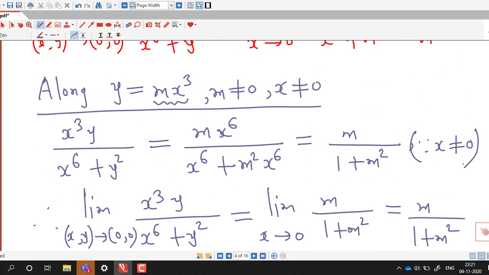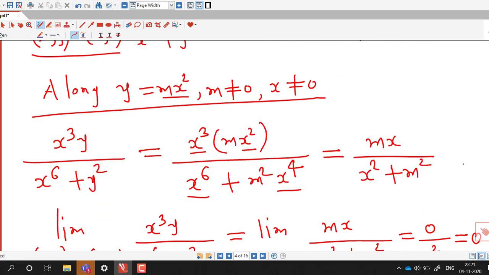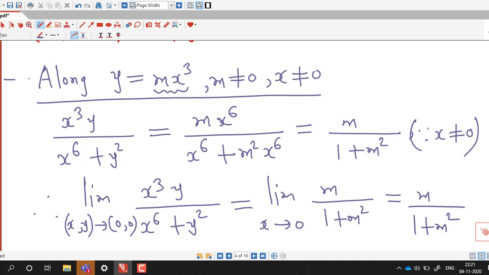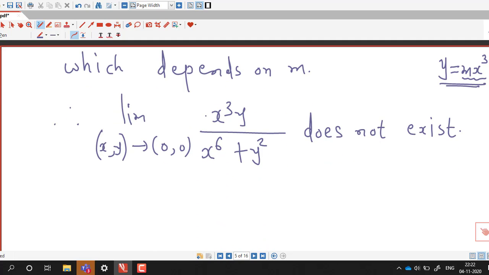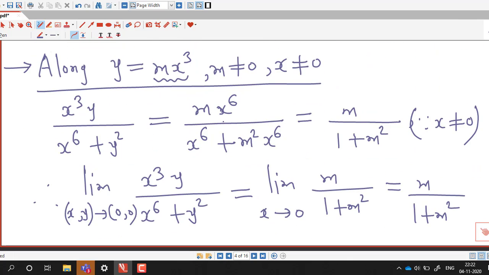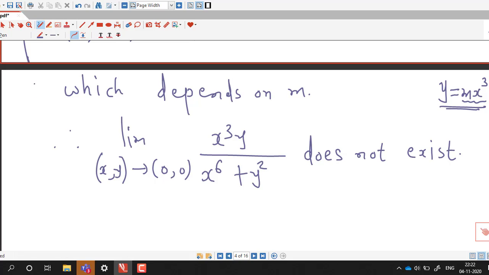So we obtain same limit along y equal to mx, that is along all the lines passing through origin. Limit is same, 0. Similarly, limit is same, 0, along all the parabolas passing through origin, but we obtain that limit is different along different cubic curves passing through origin. So that shows that limit does not exist. So in examination you just have to write this part along y equal to mx cube. You need not write the previous part, but you can go up to this path by taking different paths.